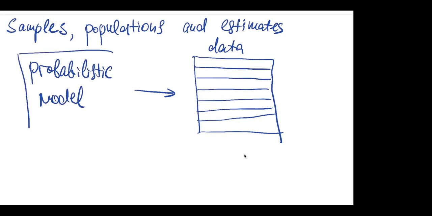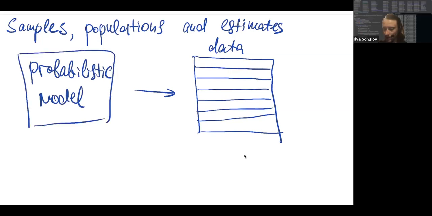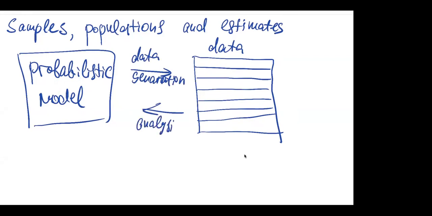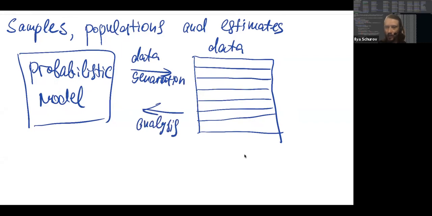And what we are interested in is the following. We understand that this arrow is how our data are generated. But we now want to do a kind of reverse thing. So we want to look at the data and say something about our probabilistic model, about its parameters, to answer some questions about this probabilistic model. So this is data generation, and this is our analysis. So we want to look at the data and make conclusions about our process that generated this data.